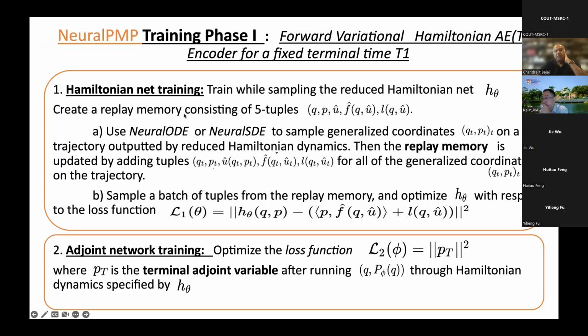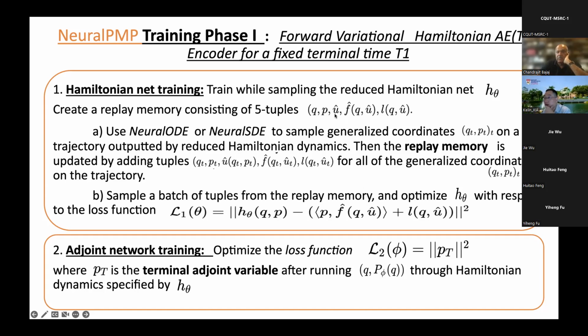So in Hamiltonian net training, what we do is we train while sampling the reduced Hamiltonian net H theta. We create a replay memory consisting of 5 tuples. You need the state, the co-state, you need the U hat, F hat, and L, and I'll explain in the next slide, these U hat, F hat, L are related to the unknown dynamics F. L is, of course, the cost functional.